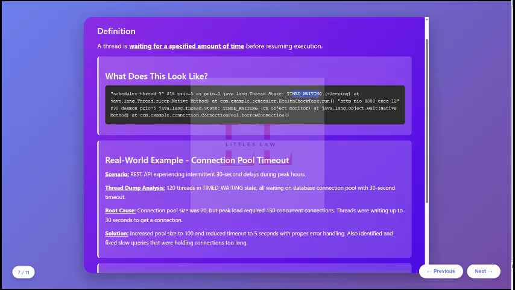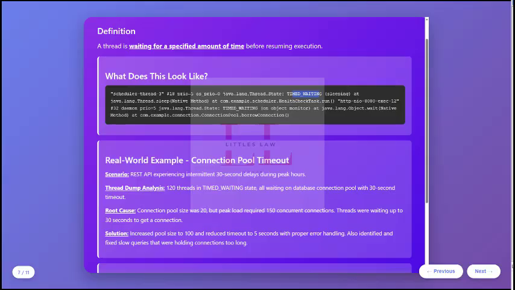So let me share an example which involved connection pool timeouts. I had a REST API which was experiencing intermittent 30-second delays during peak hours. It's not a permanent or definite one, it's intermittent. It was completely random and very frustrating to diagnose, because sometimes when we were demoing it to the developer it was working fine, and then when we were testing it from our side, trying to reproduce it, it was throwing 30-second delays.